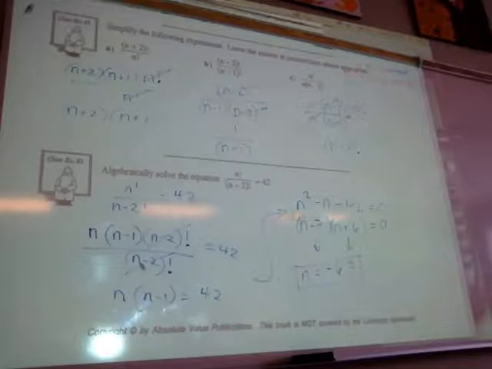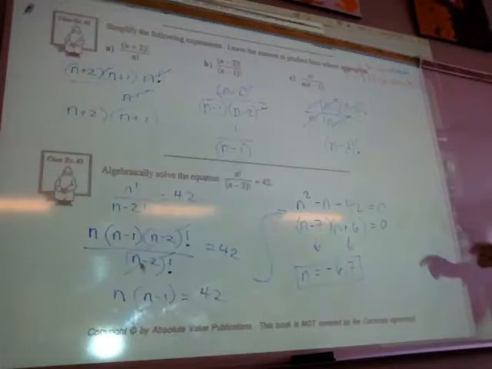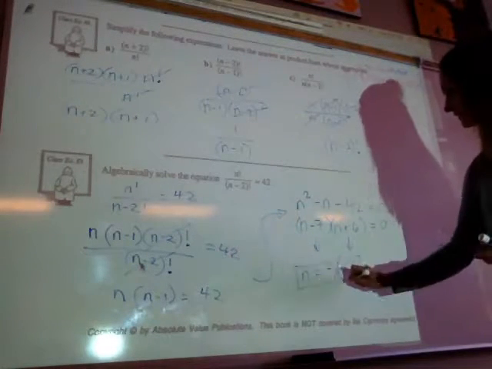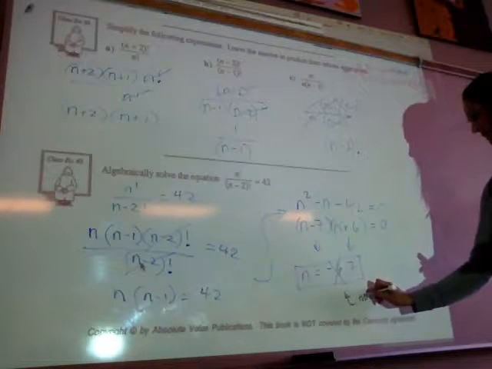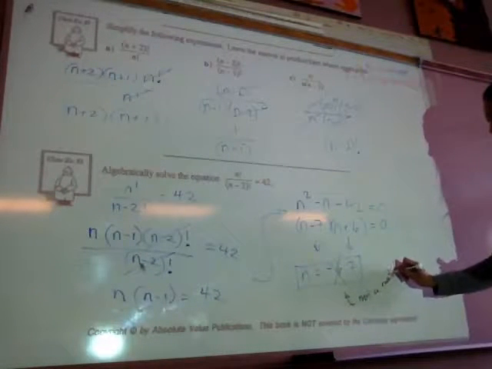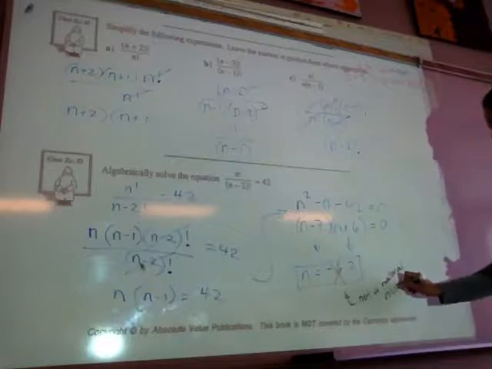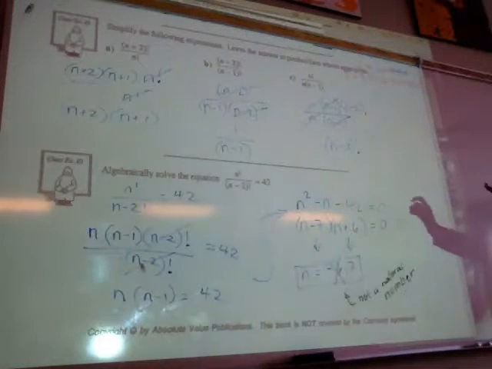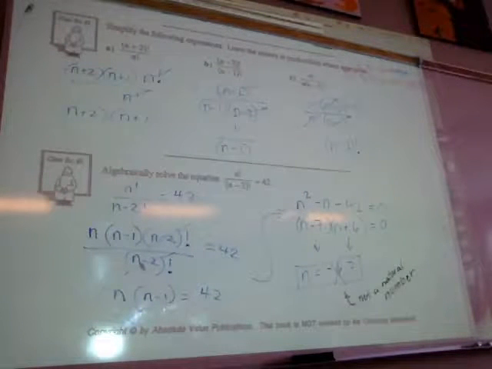Go back to the definition of factorial notation. What does n have to be? Natural number. What's my extraneous solution? Okay, negative 6, because it's not a natural number. So just keep that in mind if you ever end up with a negative solution.